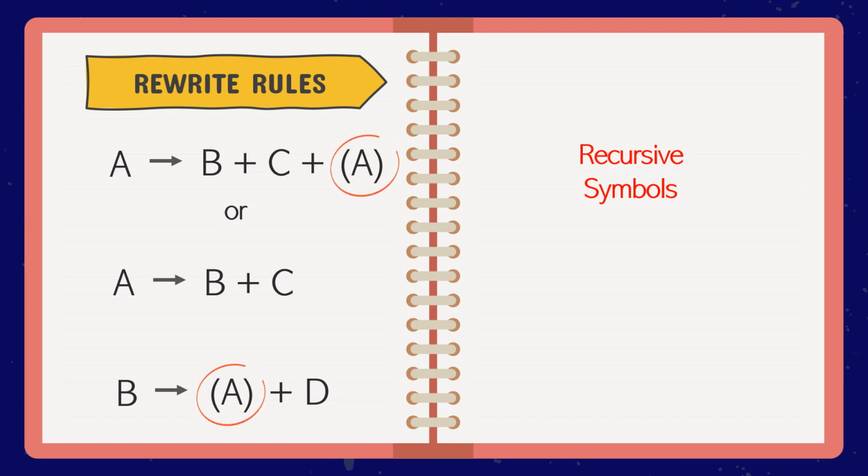So like A is expanded as B plus C, and then B here is expanded as optional A plus D. So as you can see, these optional symbols are called recursive symbols. Now, note that if we don't make the second occurrence of A optional, without, of course, the parentheses, there would be no end to our expansion. So that is the main purpose why it must be optional.